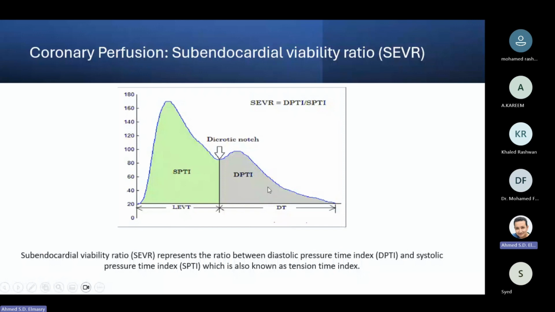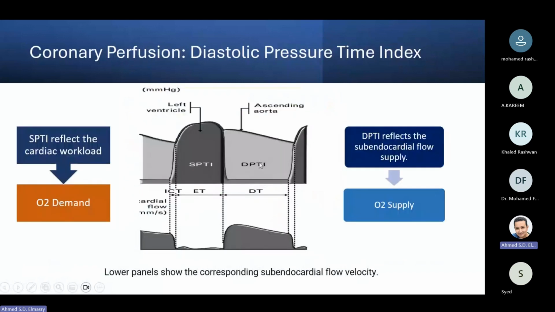So if we plot the changes of the coronary perfusion in relation to the systolic pressure time index and diastolic pressure time index, you will notice that this is the subendocardial coronary flow. You will notice that the subendocardial coronary flow is mainly related to the diastolic pressure time index. So if you are able to increase the area under the curve of the diastolic pressure time index, you will be able to increase the coronary blood supply, which will increase the oxygen supply to the heart.